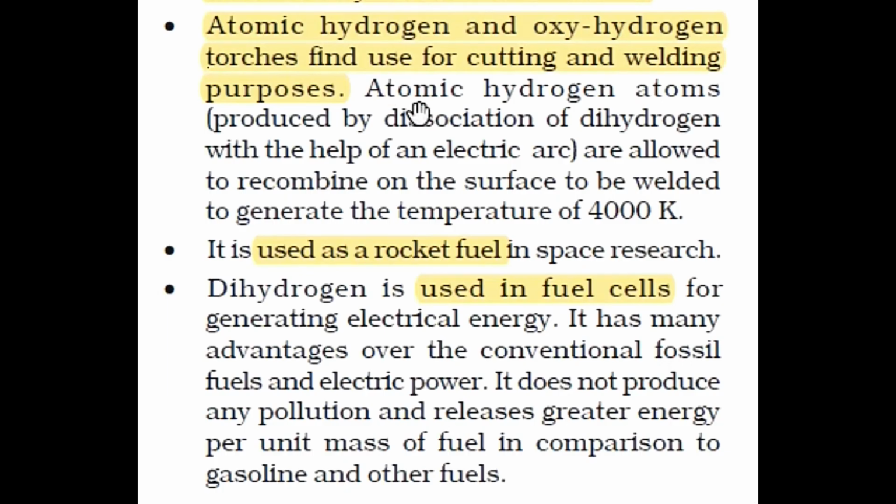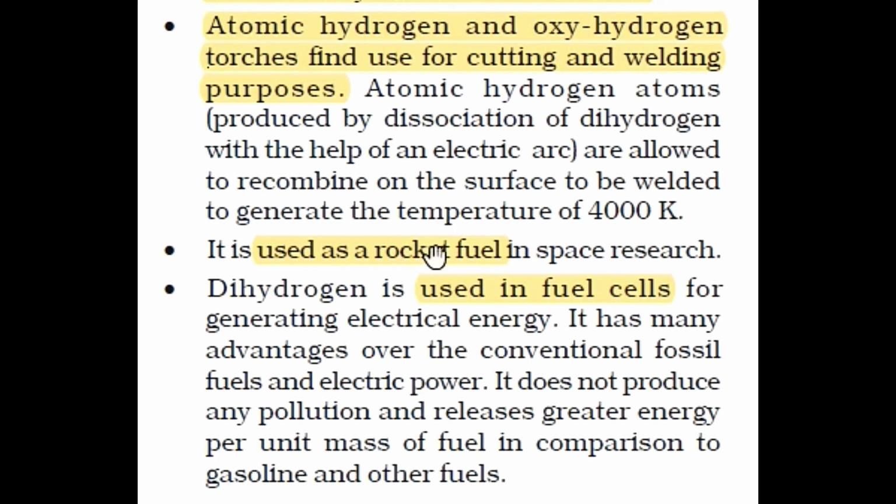So atomic hydrogen atoms, which are produced by dissociation of dihydrogen with the help of an electric arc between tungsten electrodes, are allowed to recombine on the surface to be welded to generate a temperature of about 4000 Kelvin.